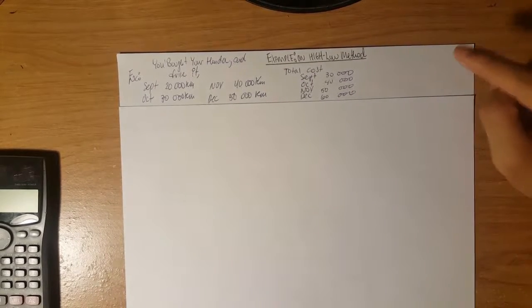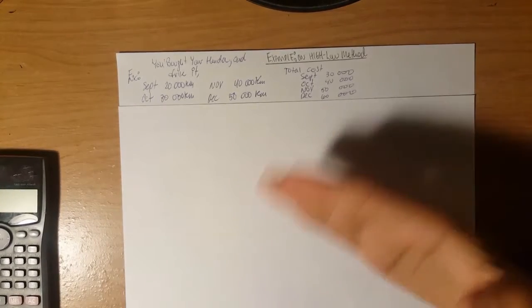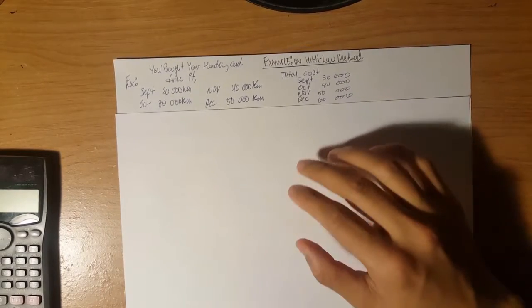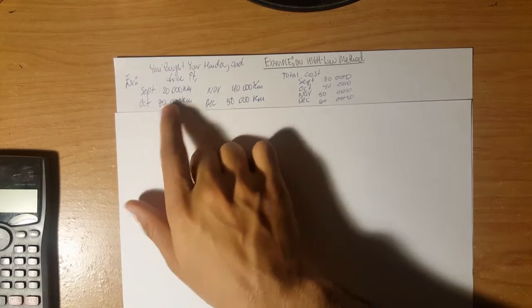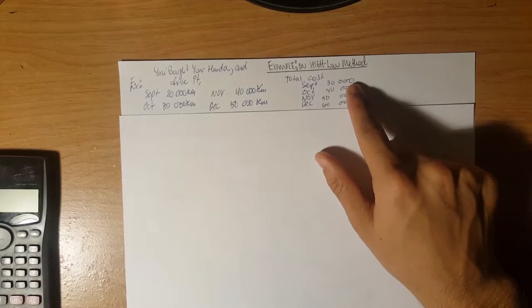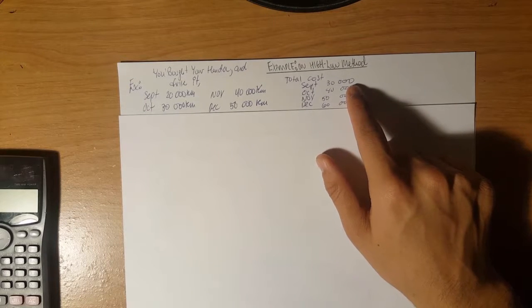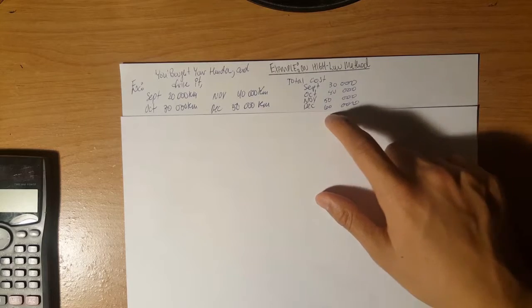As promised in the previous video, we will do an example on the high-low method. First of all, let's start off with the question. You bought your car at Honda and you drove it over the months. You drove it from September to December. In September, you drove it for this many kilometers, and so on and so forth. And their respective costs were $30,000 in September, $40,000 in October, $50,000, and $60,000 in December.